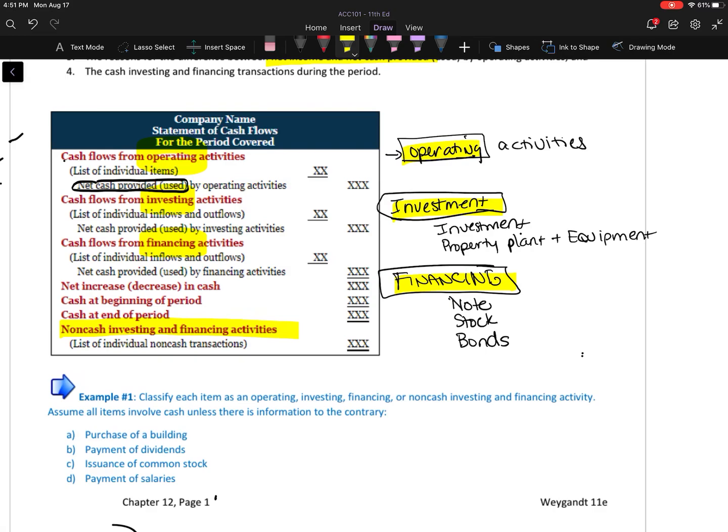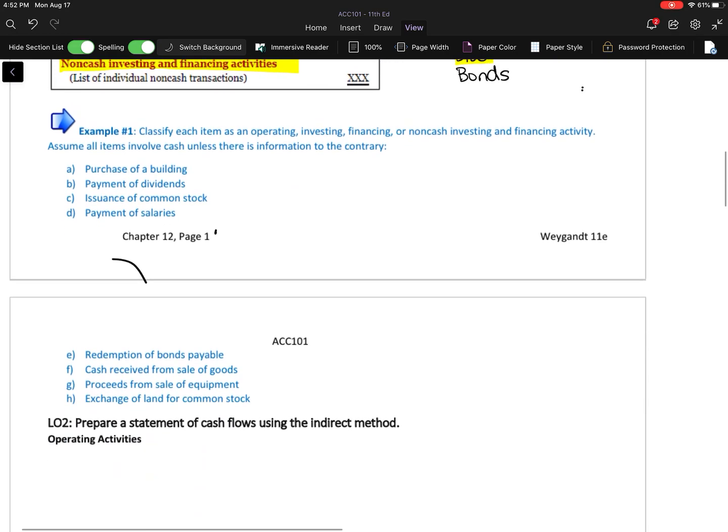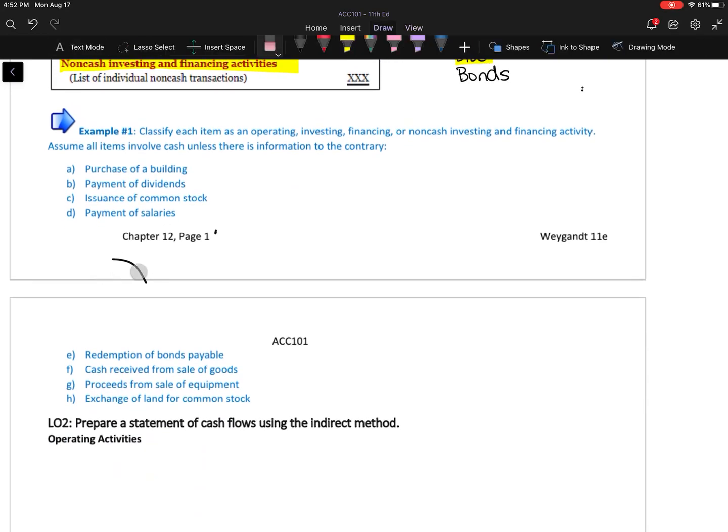The other thing I want to point out is that there are non-cash investing and financing activities. So in this statement, we would note, for example, if you sold stock in exchange for a piece of land. There's no cash traded, but it impacts both of these sections. So we would actually call that out and make a specific note to say a non-cash item happened for the sale of stock. We received a piece of land.